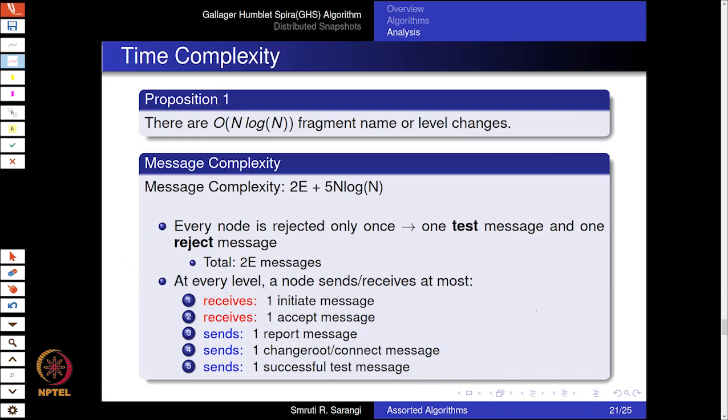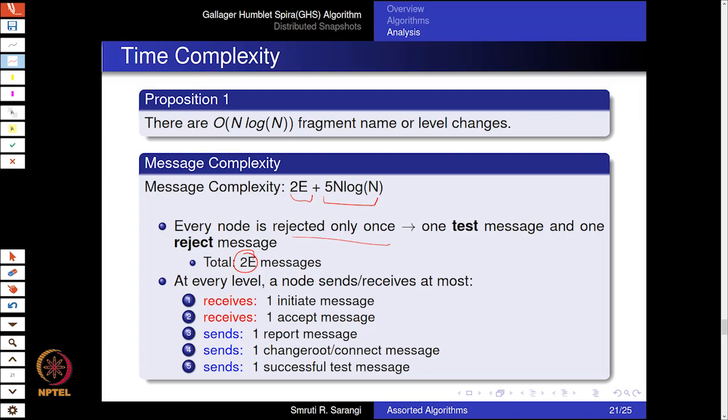So now a little bit of an analysis. We claim that there are order n log n fragment name or level changes total. We further claim that the message complexity is 2e plus 5n log n. E is the number of edges, n is the number of nodes. So what is the logic? Well, every node is rejected only once, correct? Can't be rejected more times. One test message and one reject message. So every node that is not a part of the tree, that is rejected only once, and that's it, finish. So this is limited to 2e messages. Fair enough, where e is the number of edges.